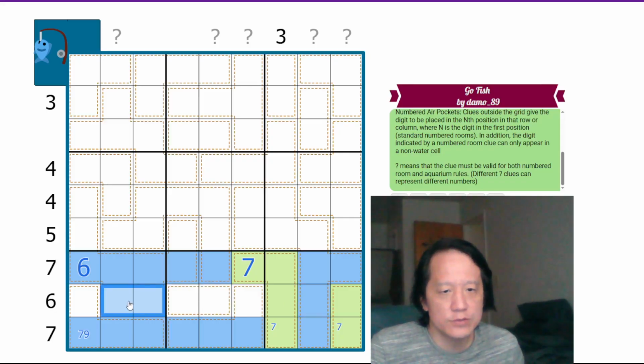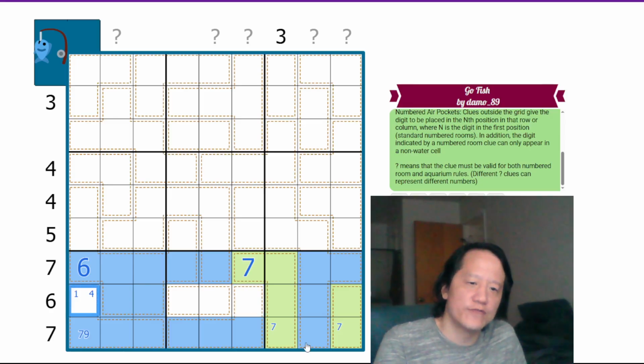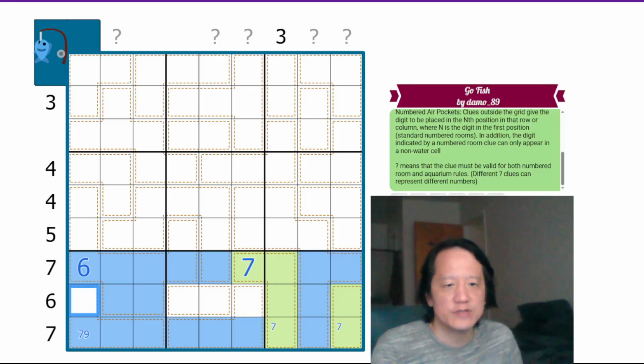We have 1, 2, 3. So either both of these are blue. So this has to be in 7 or 9. Or 1, 4, 5, or 6. Can't be 6. So 1, 4, or 5. It can't be 1. If this is 1, then 6 would have to be in the first position, but that's obviously not possible. So it has to be 4, 5. It can't be 6. Or it's 7 or 9. So this is 4, 5, 7, or 9.